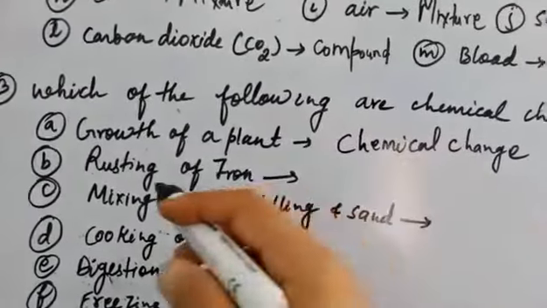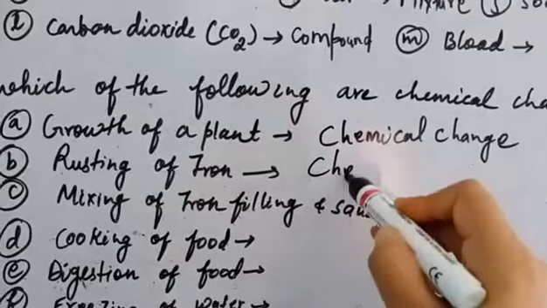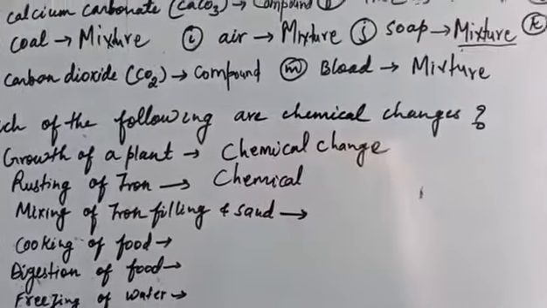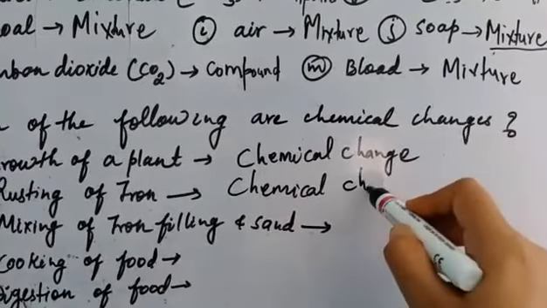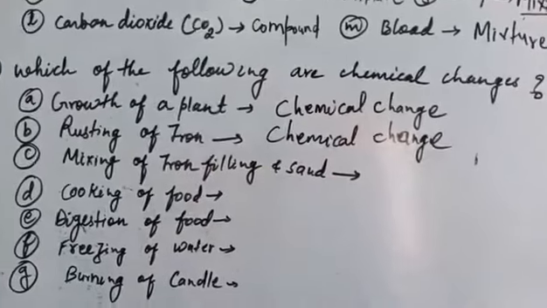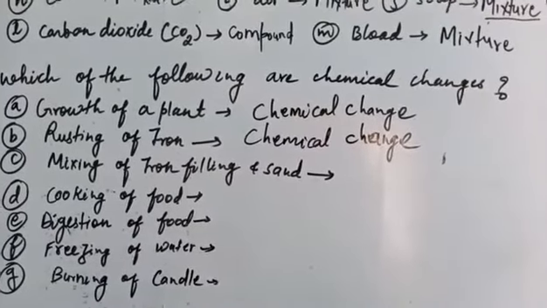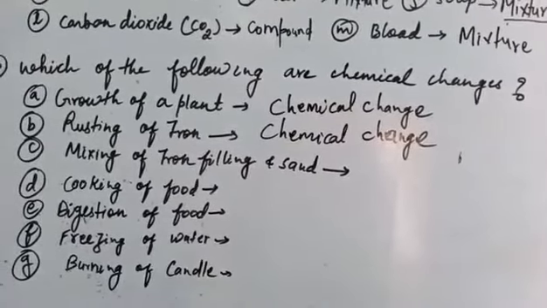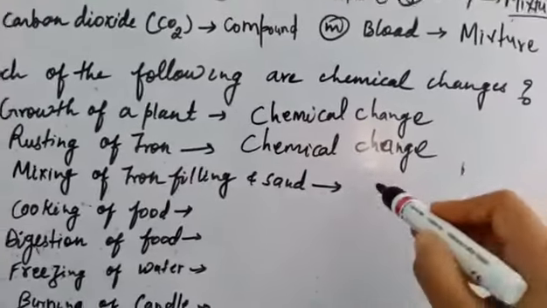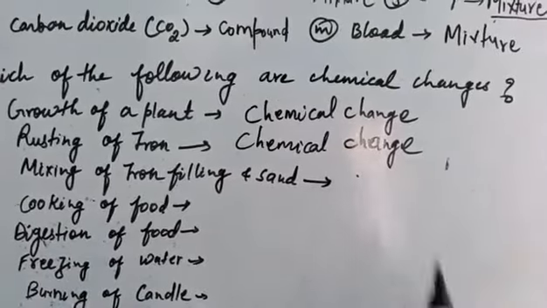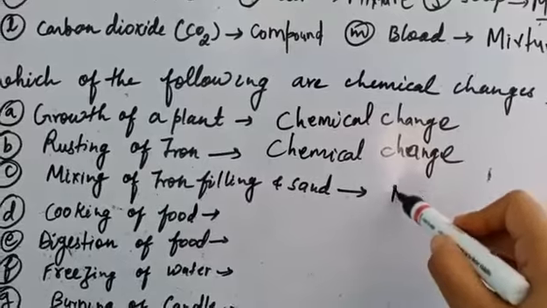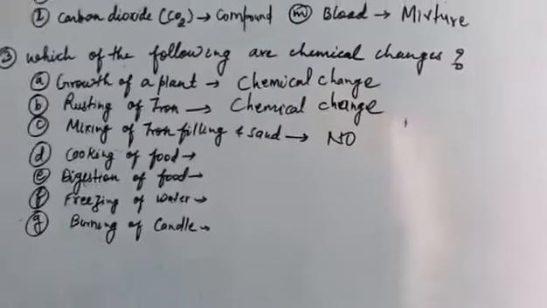Okay, now rusting of iron is totally a chemical change, because iron is getting formed into iron oxide. Okay, so it is a chemical change. Mixing of iron filings and sand, if you just add some iron filings, that is iron powder, in sand, that means you are just doing the mixing process, so a mixture is going to form, so it is not at all a chemical change, it is just a physical change only.